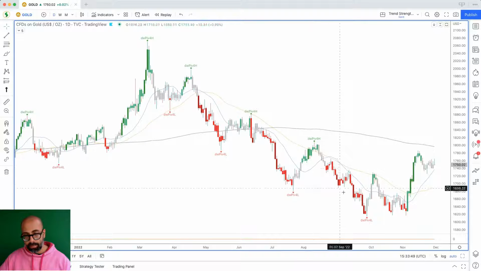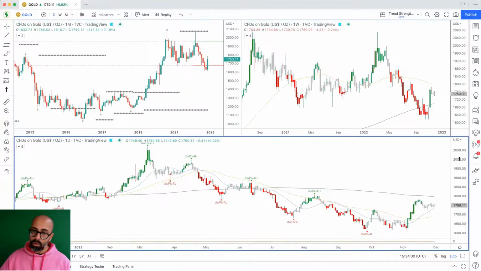June of this year, it came back down. Then we had a rally, came back down, found some kind of base, had another rally, but it's still below the 200 simple moving average. So for me, gold is really a no-go for now. It's not an asset that I'm particularly interested in at all.